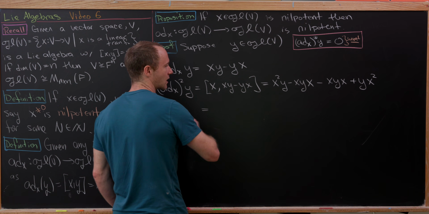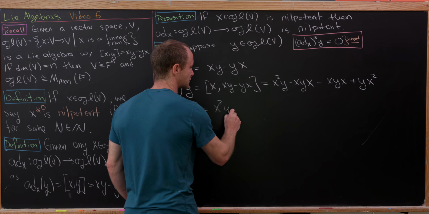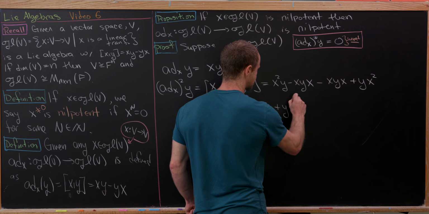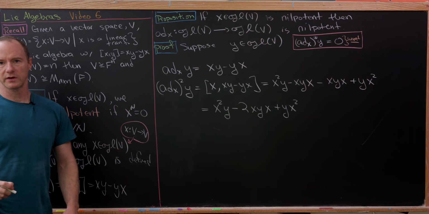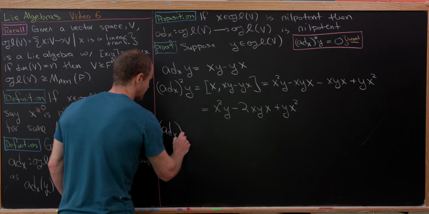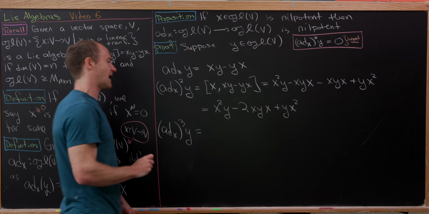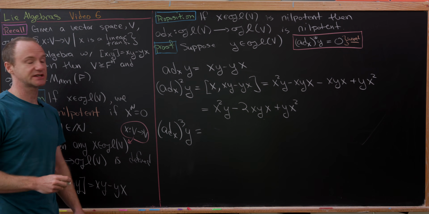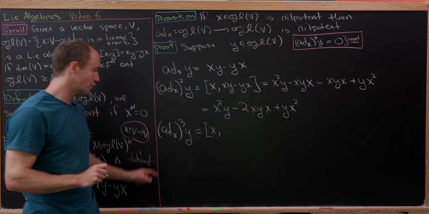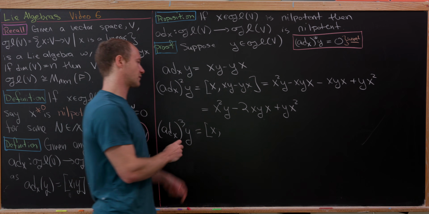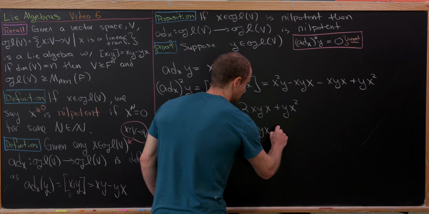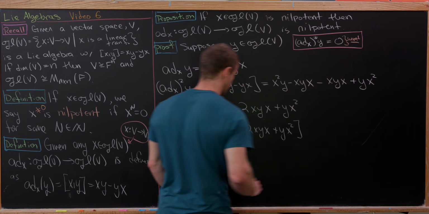Okay, but let's now combine like terms and note that we get x squared y minus 2xyx plus yx squared. Okay, so let's maybe take one more of these basic powers to see if we can see a pattern occurring here. So we'll take ad x cubed applied to y. So that'll be the commutator of x with ad x squared of y, in other words, this object. So x squared y minus 2xyx plus yx squared.